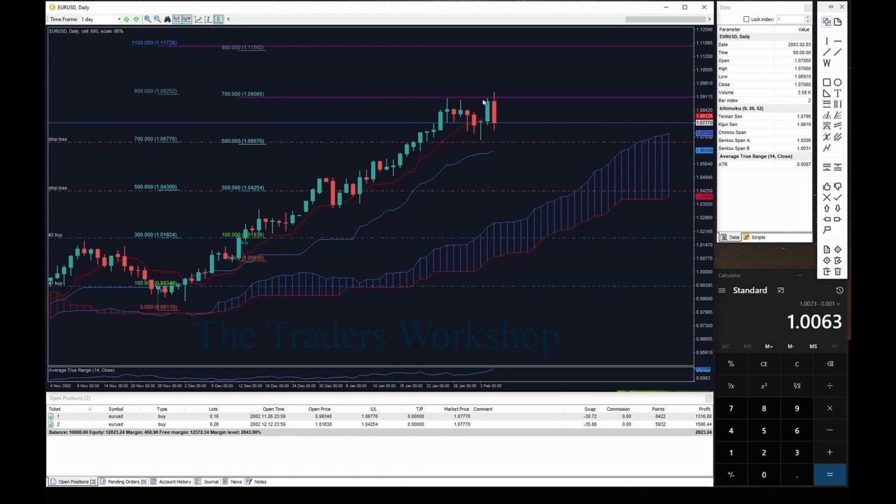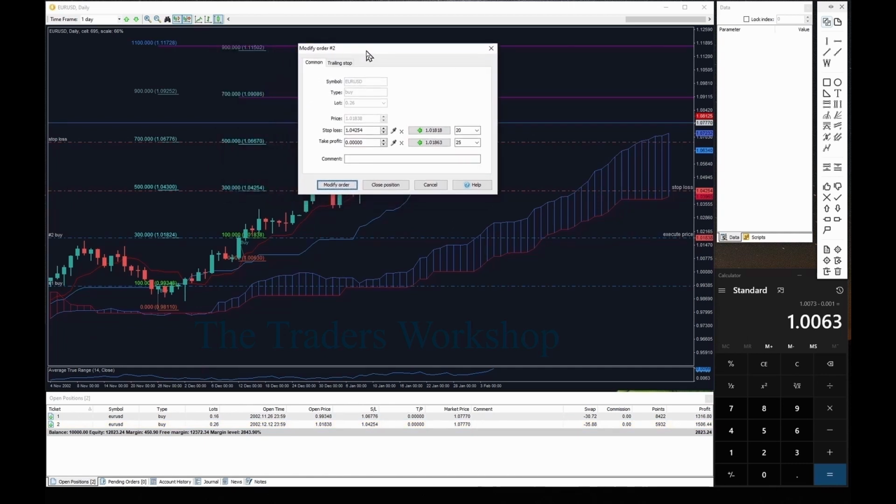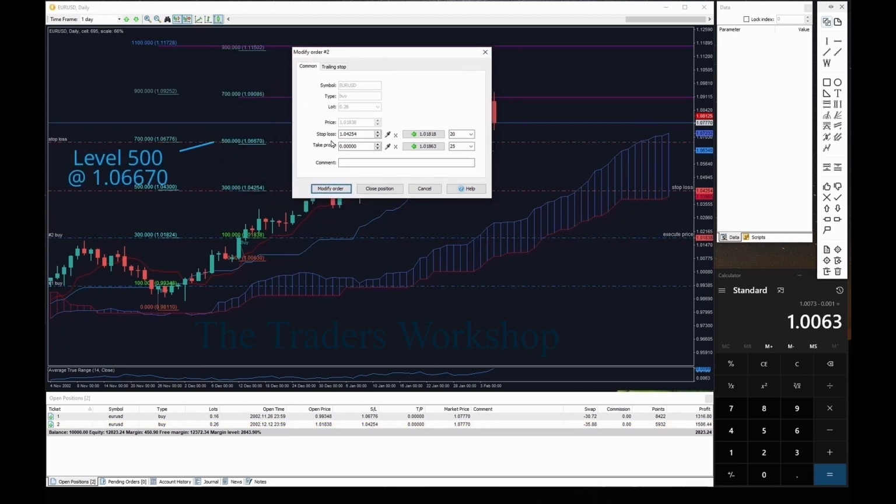Now let's focus on position 2 with the same repetitive process. The description for position 2 suggests that we move the stop loss to level 500 if price action hit level 700. Let's modify the stop loss for position 2. The new level should be at level 500, and the price is 1.06670.